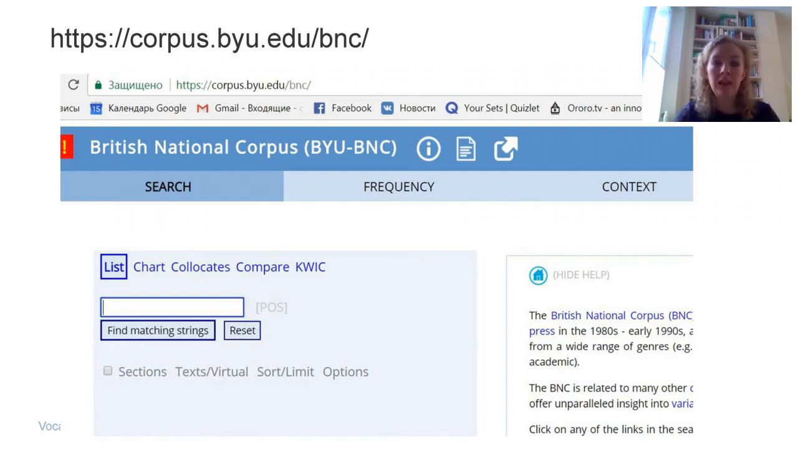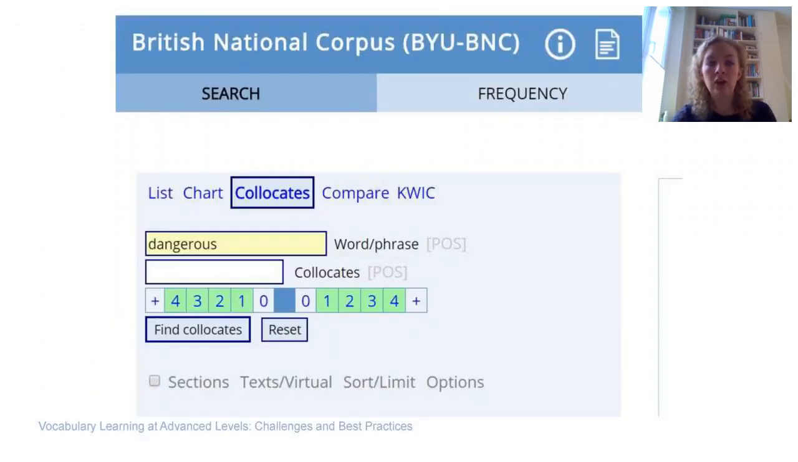So you go to BNC. And the thing is that I wanted to share my desktop with you, but it seems like this function is not working very well now during the webinar. So I just copied some print screens, and I think I'm going to record a video on how to search in a corpus. So you type in a word in this string, and for example, you click on collocate.